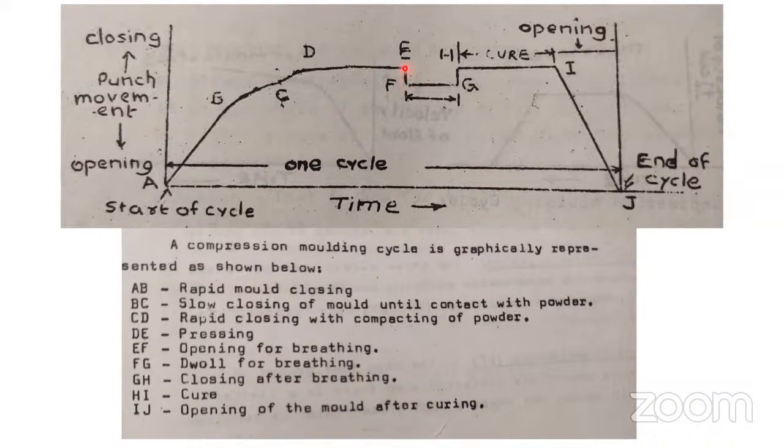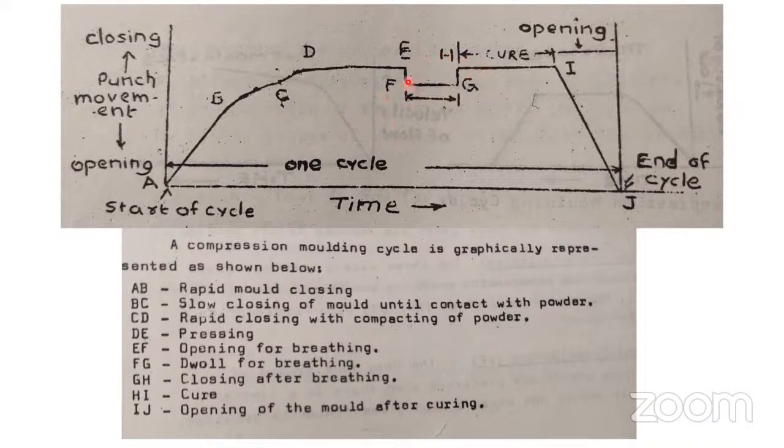E to F. The punch was lowered a little. What will happen? Whatever the gases, right? It's called breathing. It's the breathing section here. That means opening and closing. Here, you are lowering the pressure. Therefore, whatever the gases, whatever the air, whatever is present there in the form of maybe fumes, will go out. Therefore, your article will be free from voids. Bubbles will not form, right? To avoid the bubbles, we are giving the breathing operation here.